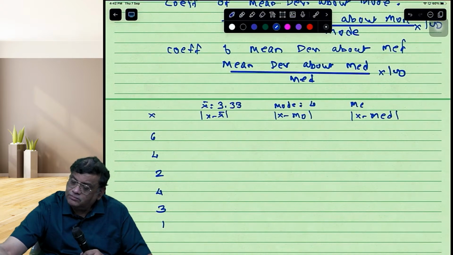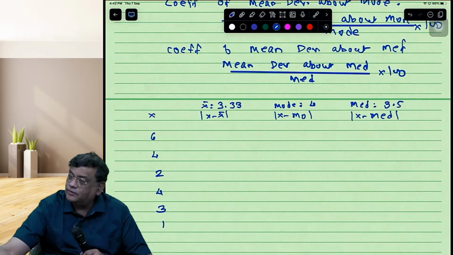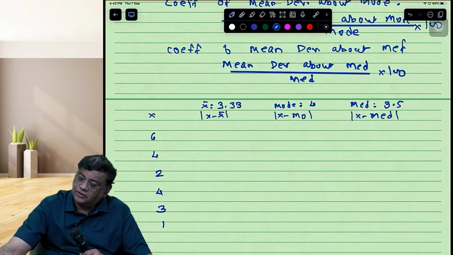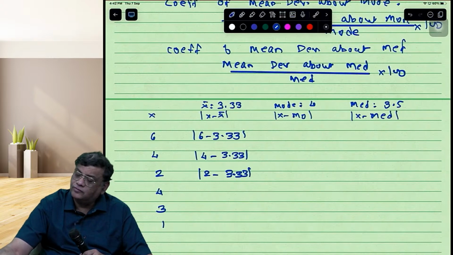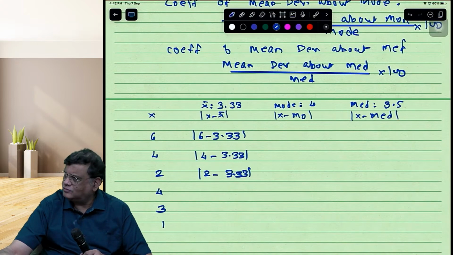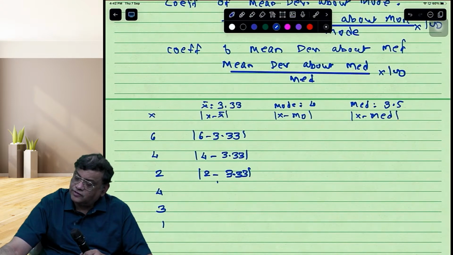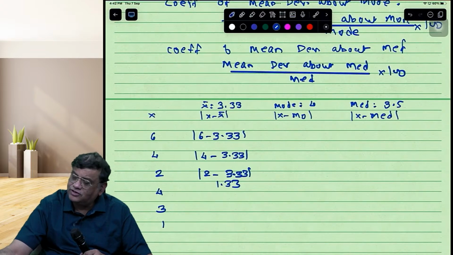और मीडियन भी हमें मिला है. What was that? 3.5. So what will happen here? It will be modulus of 6 minus 3.33. This will be modulus of 4 minus 3.33. This will be modulus of 2 minus 3.33. For example, what will this be? Tell me. 2 minus 3.33 is minus 1.33. ये कैलकुलेटर पर समझेगा तुमको. पर वो मॉड्यूलस होने की वजह से वो निगेटिव साइन निकल जाता है, तो ये होगा.